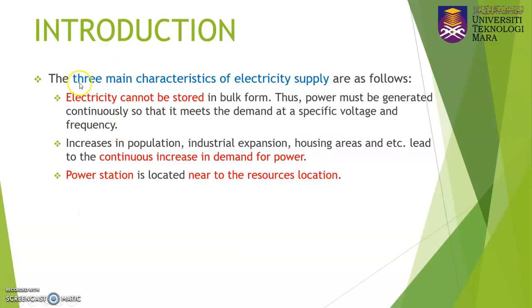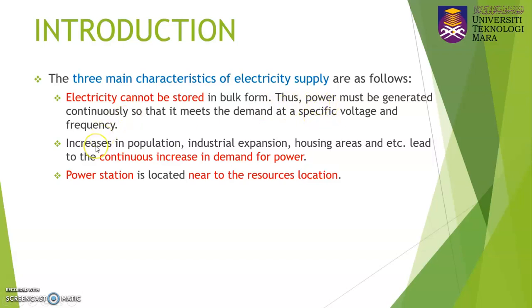There are three main characteristics of electricity supply stated here. First of all, electricity cannot be stored in bulk form. So we cannot store the electricity. That's why the power must be generated continuously so that it meets the demand at a specific voltage and also frequency. Because we cannot store the electricity in bulk form, our power generation must continuously generate the power.